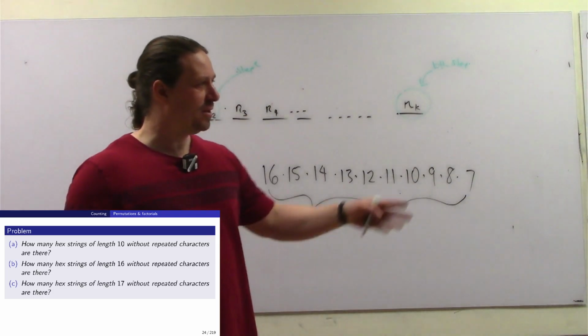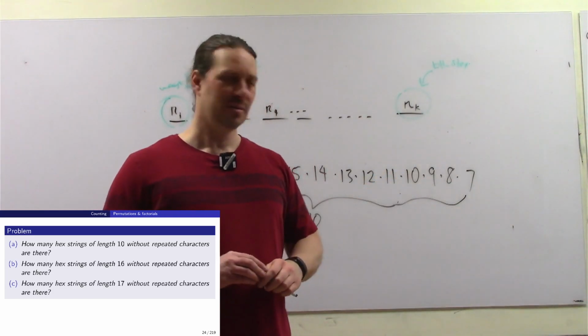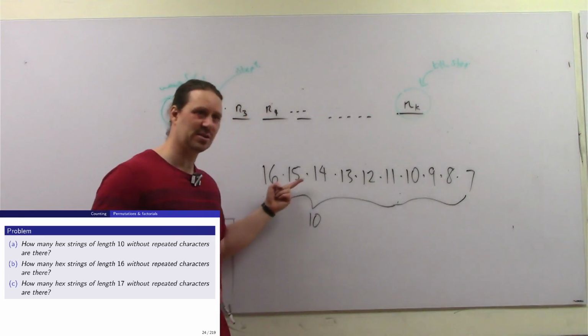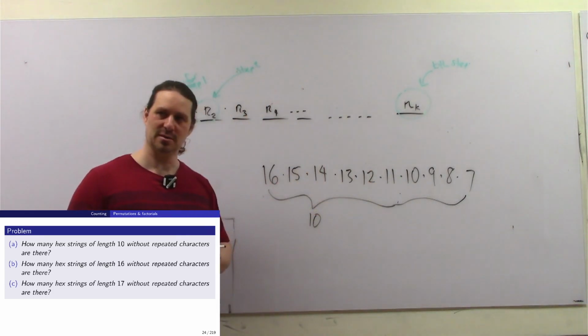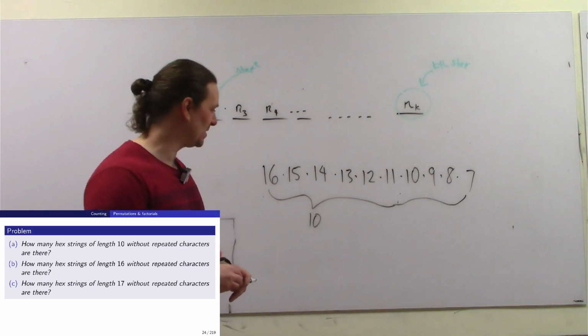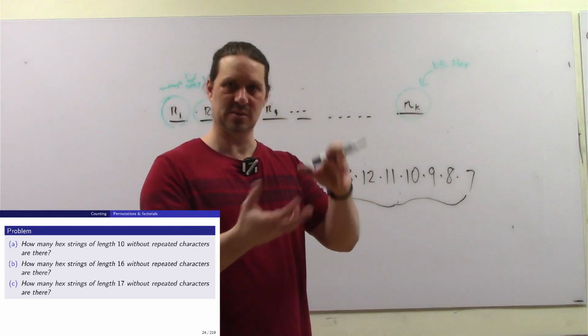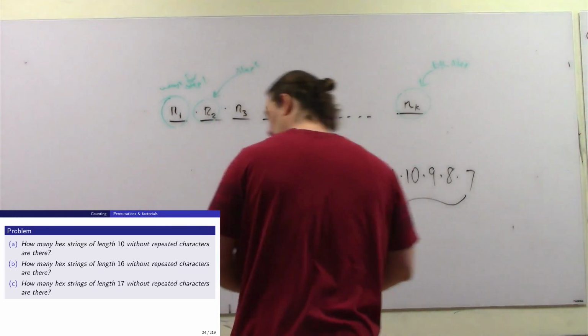Okay, what if we wanted hex strings of length 16? Then it's going to be 16 things here, and they're just going to keep dropping. What are you going to end with here? You go all the way down to 1, right? There's 16 positions and you have 16 characters. You have no choice but 16, 15, 14, 13, all the way down to 1. So let me erase this.